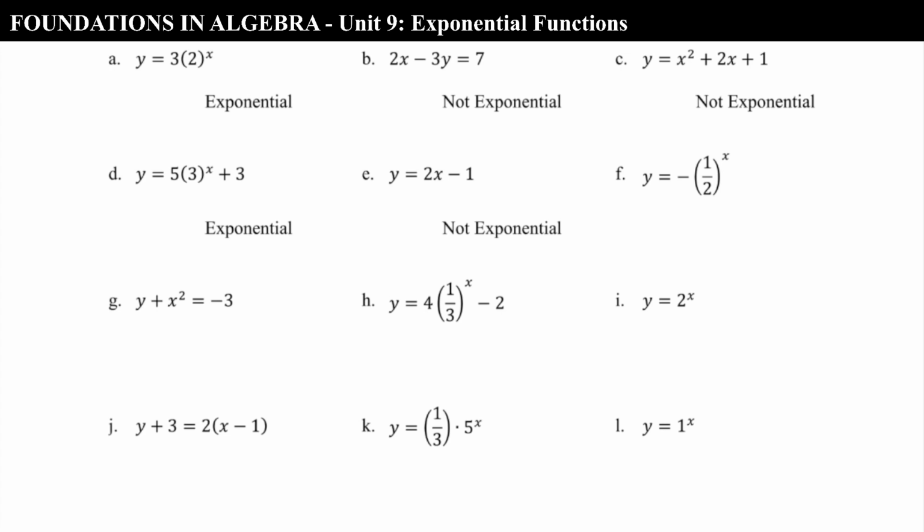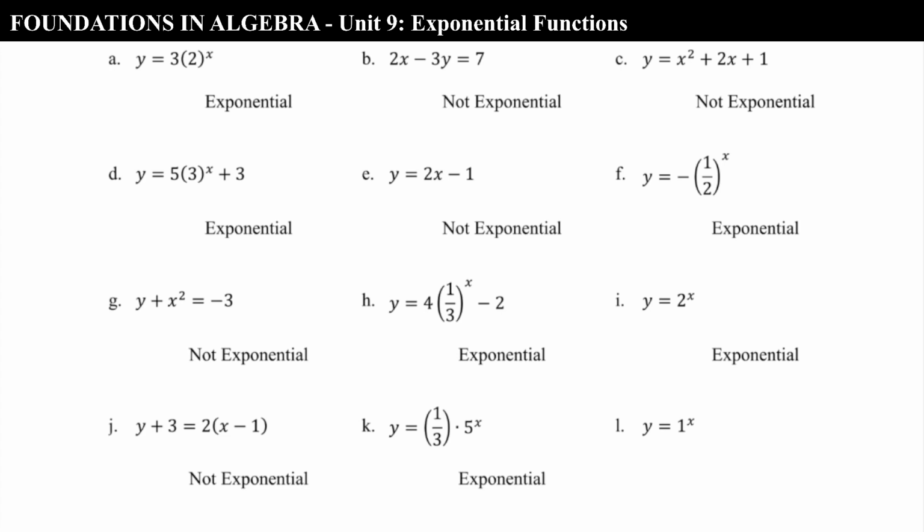For F, we have 1/2 to the x. The power is the x, so it is exponential. For G, the only power here is 2. 2 is not a variable, so it's not exponential. For H, we have 1/3 to the x. X is in your exponent, so it is exponential. Same thing for I. X is in the exponent. For J, we have no exponents, so not exponential. If you have no exponents at all, that certainly helps clear things up a lot faster here. In K, we have 5 to the x, so the x is in the exponent, so it's exponential.